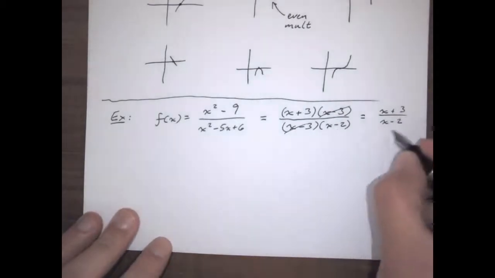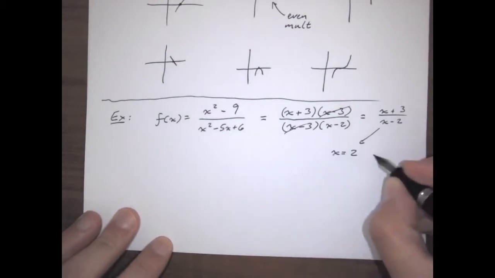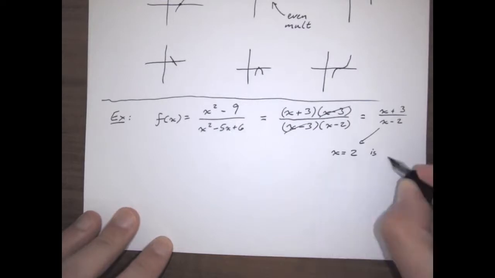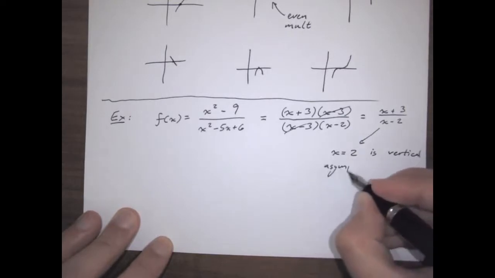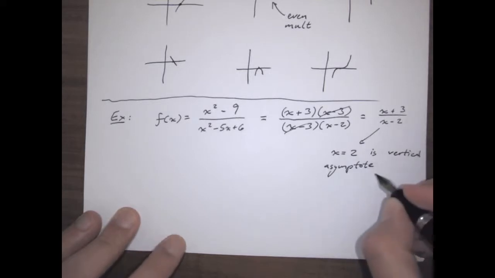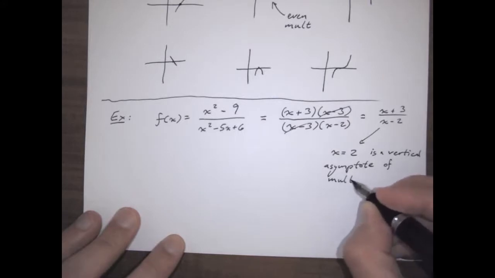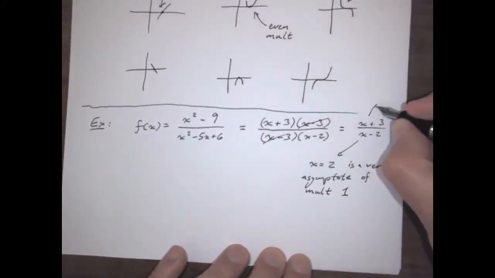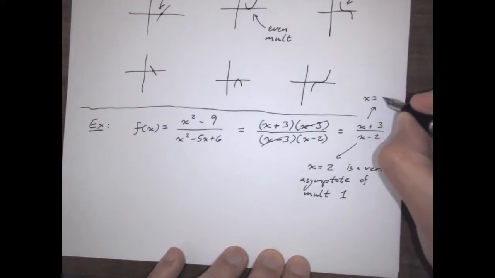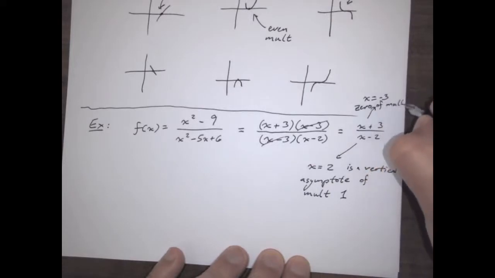So this means that if x equals 2, then this will be dividing by 0. So that's a vertical asymptote. And because it has only an exponent of 1, that means it's a multiplicity of 1. It's a vertical asymptote of multiplicity 1, which means it's going to look like the reciprocal function. And from the top, we know that x equals negative 3 will be a 0, also multiplicity 1.